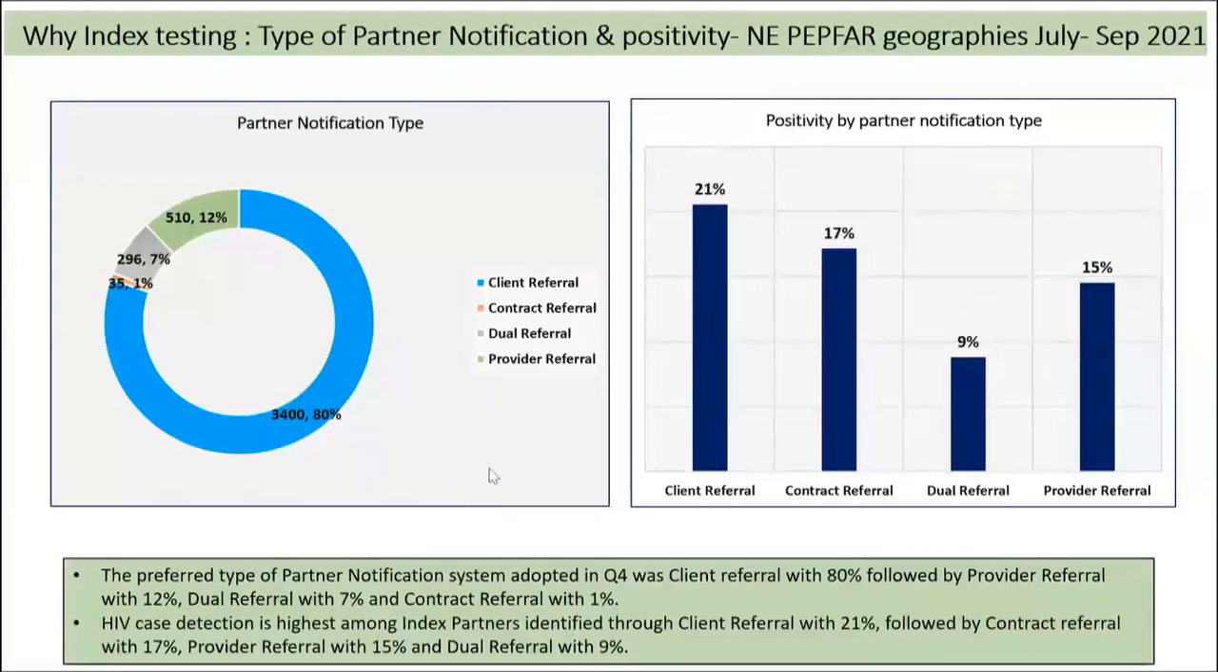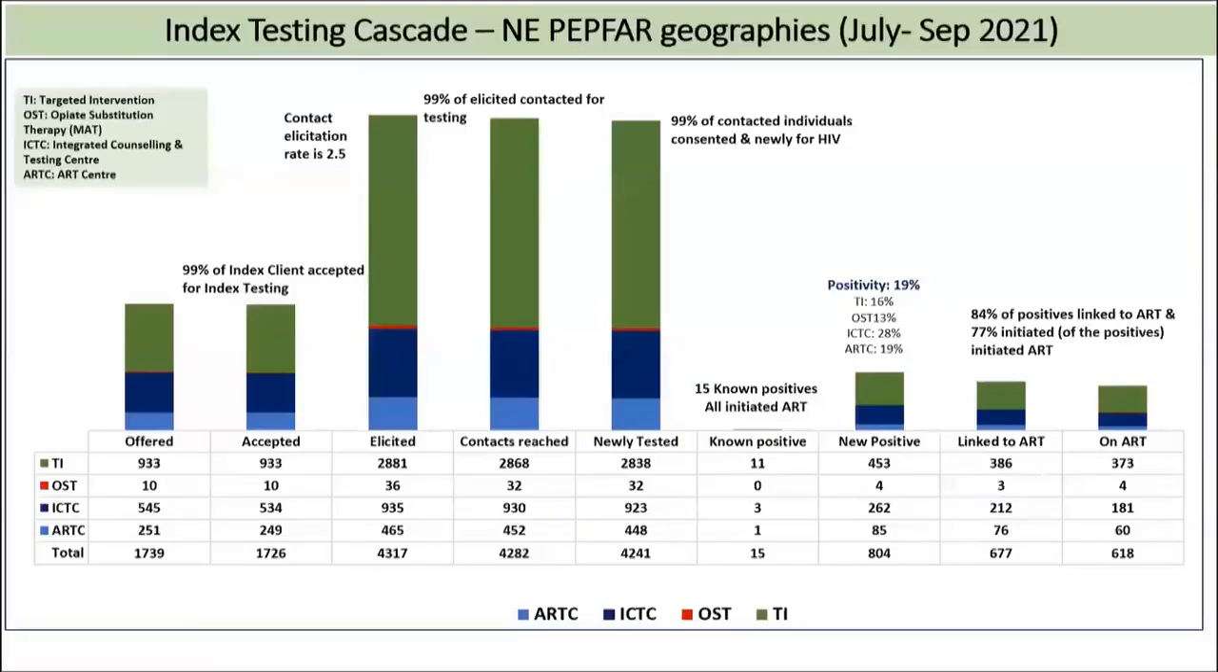So we need to focus on the partner notification strategies. Clients may need different modes of contacting their partners, and we are getting good positive results from those strategies as well. This is how we monitor the program, and it's even a global way of monitoring index testing. If you can maintain this sort of record at your facility level, at your SACs or district level, you will be able to understand where the infection is coming from, and how we need to scale up our activities, where we need more TI or ICTCs or ART centers.